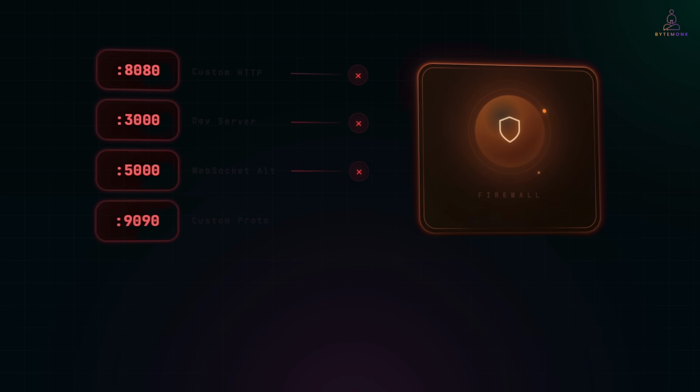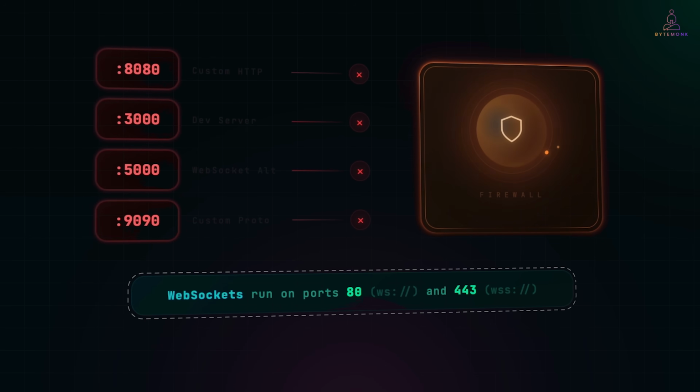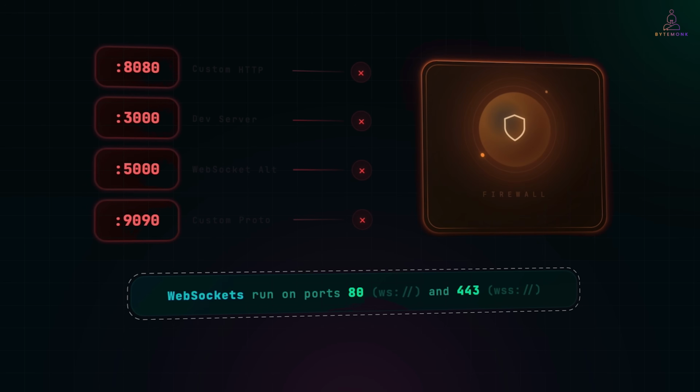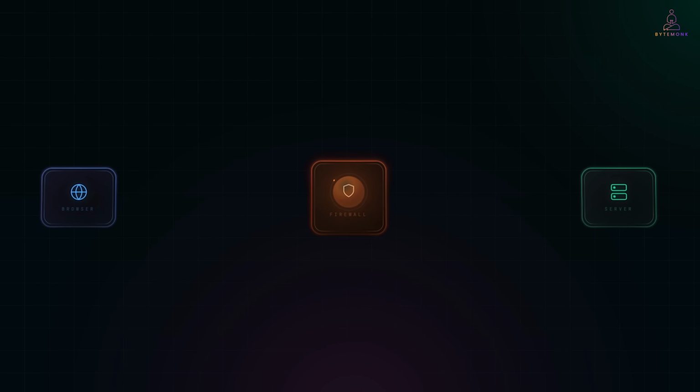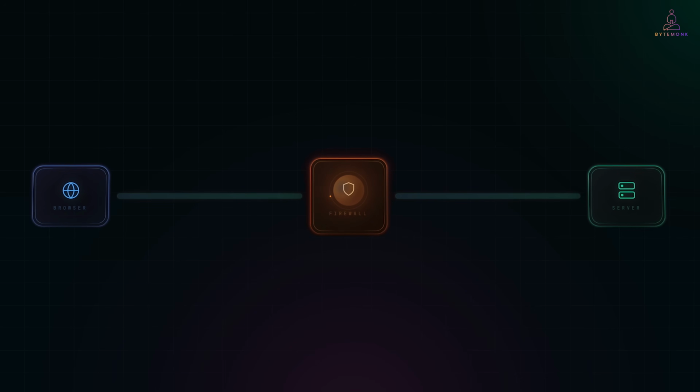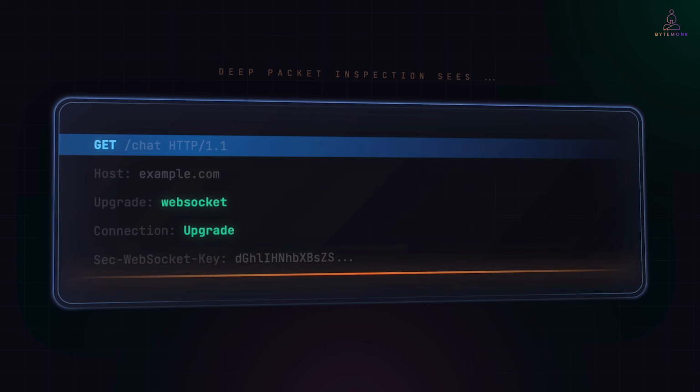This is a quick one, but important. WebSockets run on ports 80 and 443, the same ports as HTTP and HTTPS. This isn't an accident. Corporate firewalls typically block everything except web traffic. If WebSockets used port 8080 or some custom port, they would block it in half the environments where people actually need them. And remember, the connection starts as HTTP.